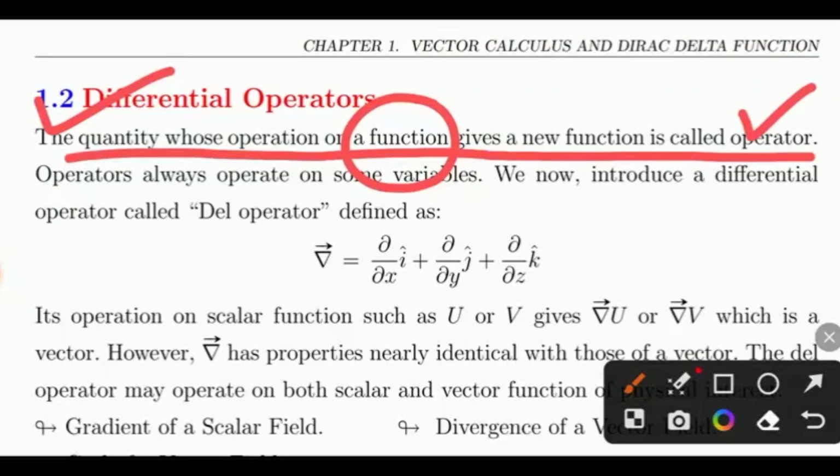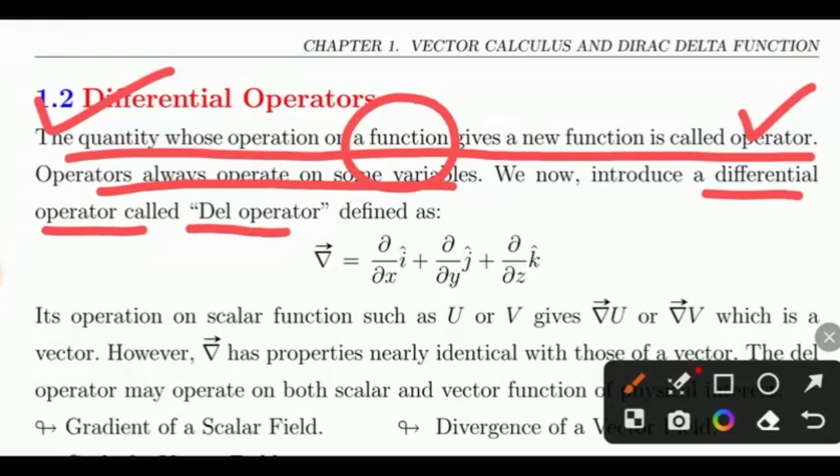And an operator always operates on some variables. Here we introduce a differential operator known as the del operator. It is written as you see on the left hand side in this equation. Del is expressed by this symbol, and del is a hybrid operator. It has two characteristics: it has the characteristic of a derivative as well as of vector quantities.